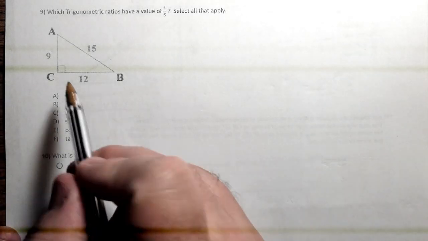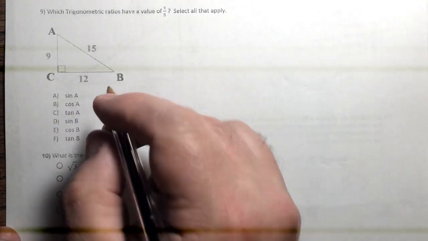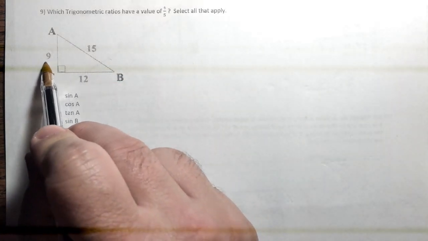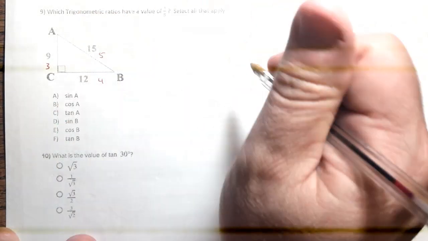All right, number 9. Which trigonometric ratios have a value of 4/5? Select all that apply. All right, we don't have a 4 and a 5, but if we divide all these by 3, 9 divided by 3 is 3, 15 divided by 3 is 5, and 12 divided by 3 is 4. So to get 4/5, be like that.